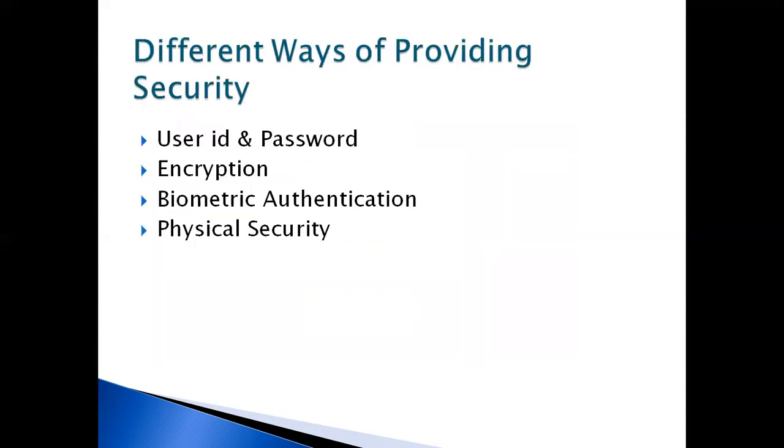So the next is, which are the different ways of providing security to the information or the data. There are basically four main ways of providing security. So let's see one by one.